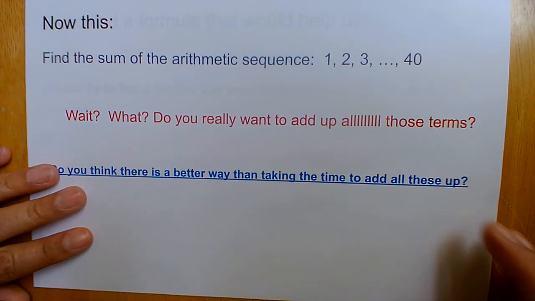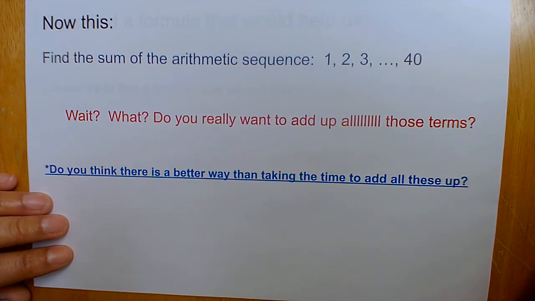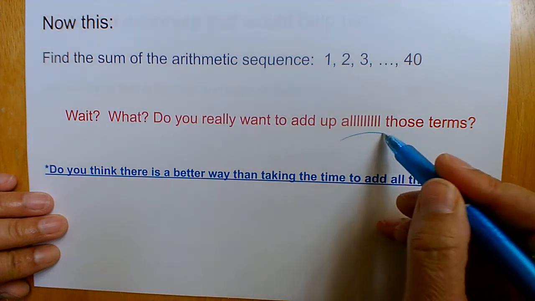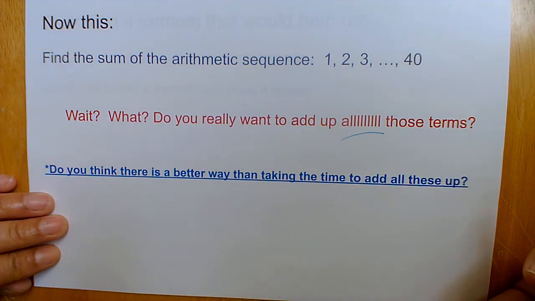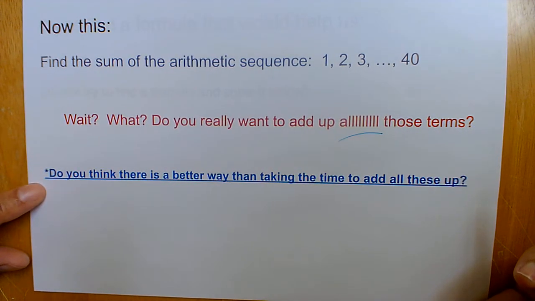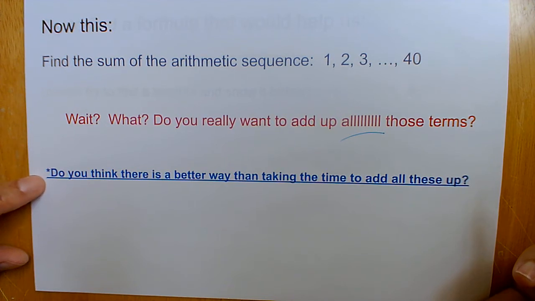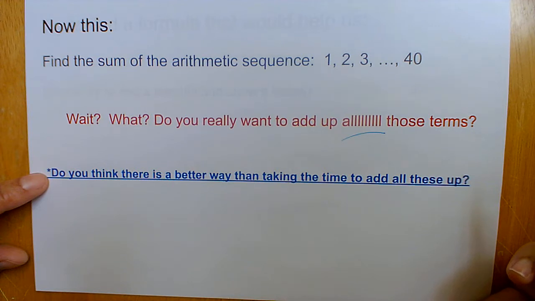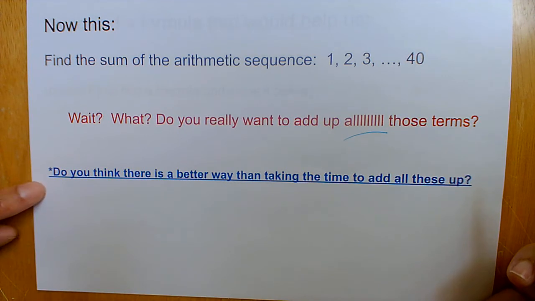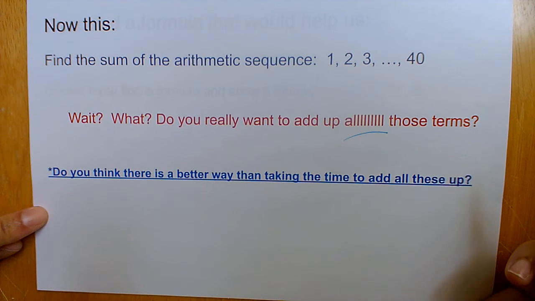Now this. Find the sum of the arithmetic series 1, 2, 3 all the way to 40. Wow. Wait, what? Do you really want to add up all those terms? Do you think there is a better way than taking the time to add all of these up? Remember, we are becoming mathematical thinkers. We are becoming mathematical leaders. We always ask, is there a better way? Is there another way? Is there a way where I can be more efficient and that will work every time?